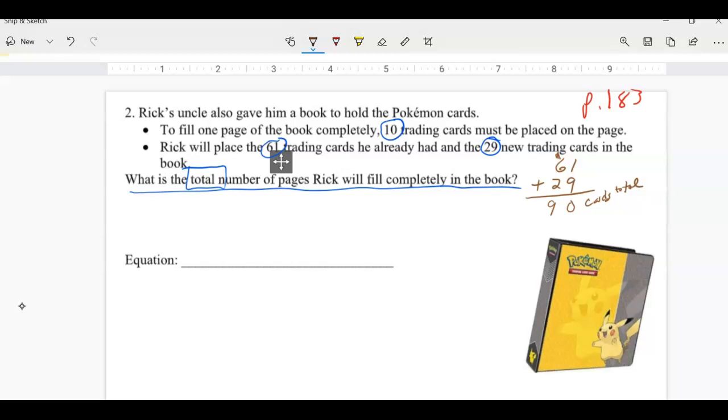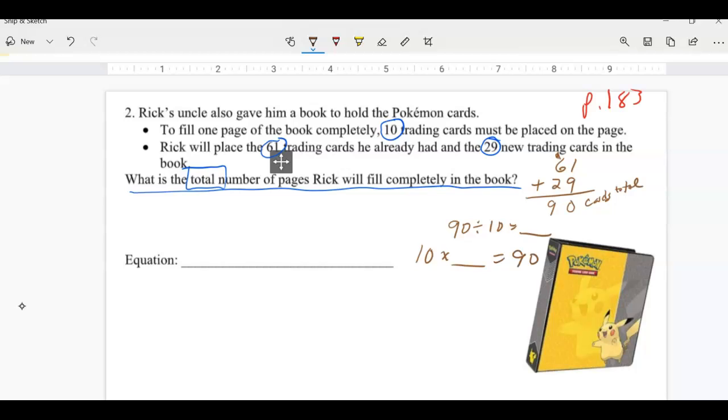So how do you figure out how many pages that you need here? Okay, so you can use it as a division problem. You can say 90 divided by 10 equals what number? Now, because of the inverse operations, we can also find our answer by doing this. 10 times what number equals 90?